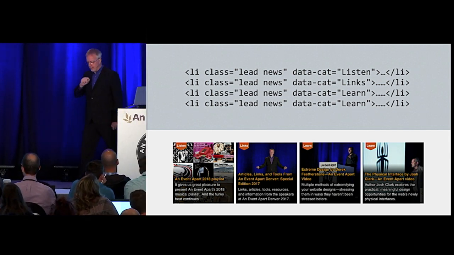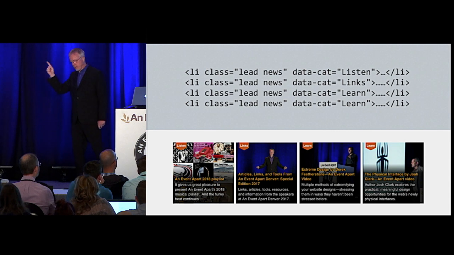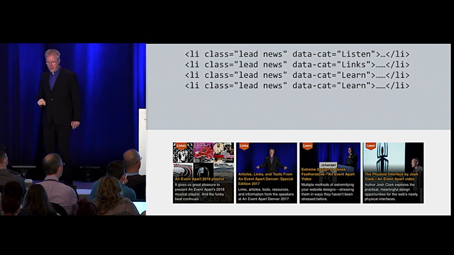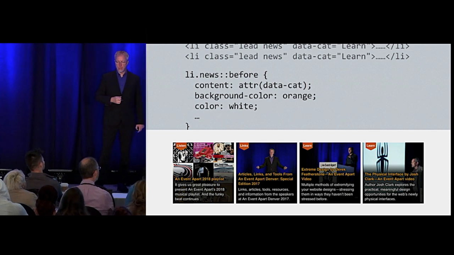Anyway, what could happen here is that we could use HTML data attributes to put in what category. So like listen, links, or learn. And then, using generated content, insert that attribute value.